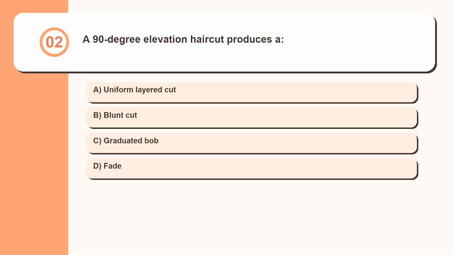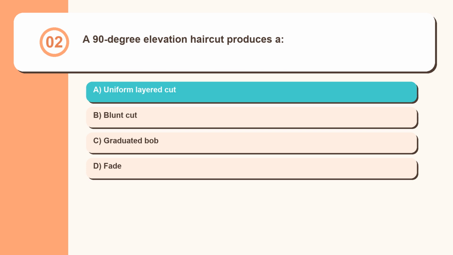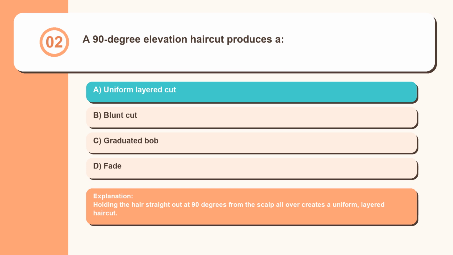Question 2. A 90-degree elevation haircut produces a uniform layered cut, blunt cut, graduated bob, or fade. Holding the hair straight out at 90 degrees from the scalp all over creates a uniform, layered haircut.